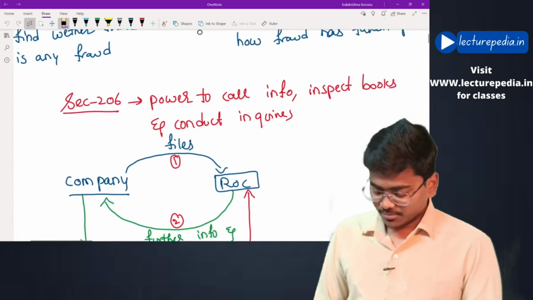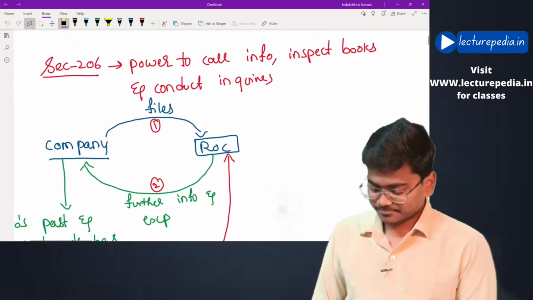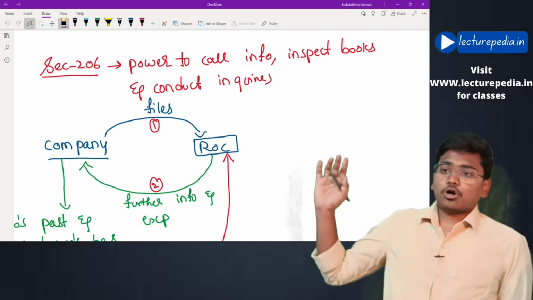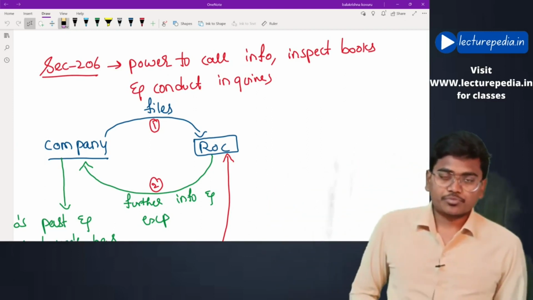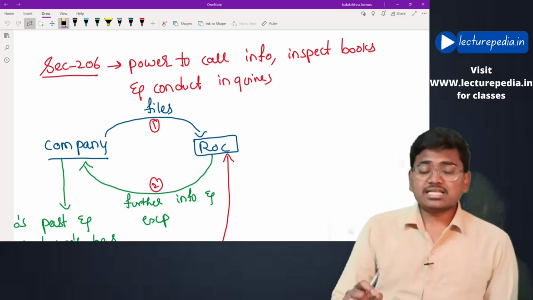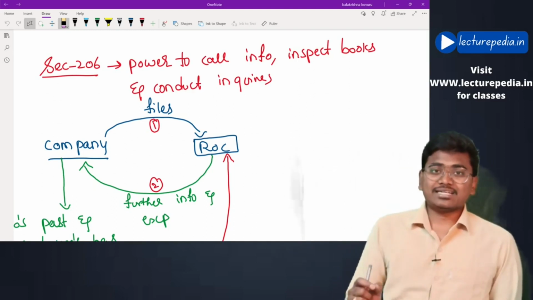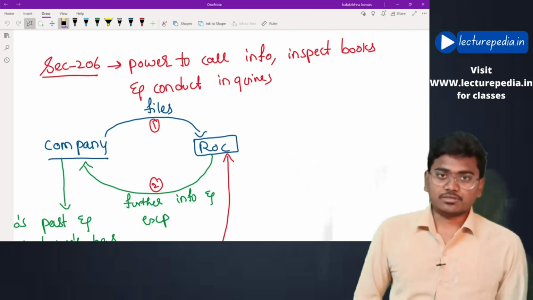Now section number 206. Power to call for information, inspect books and conduct inquiries. Under the Companies Act, who is having power to conduct inquiries and inspection of books?